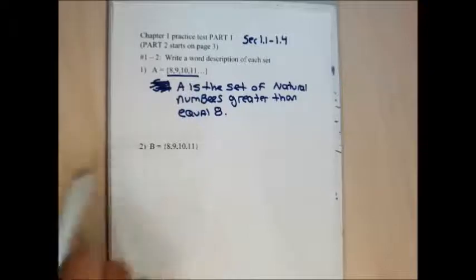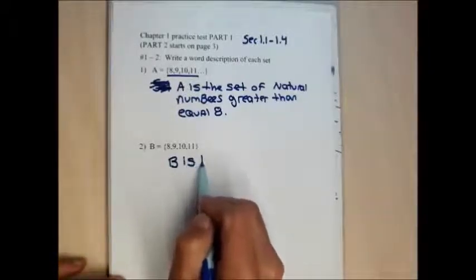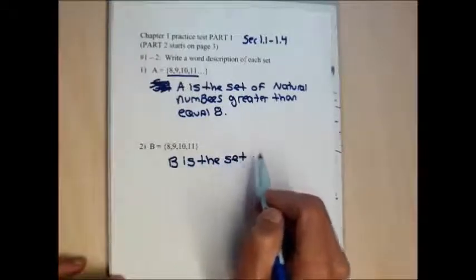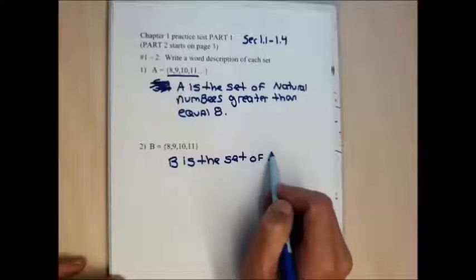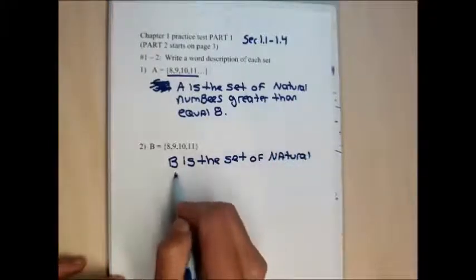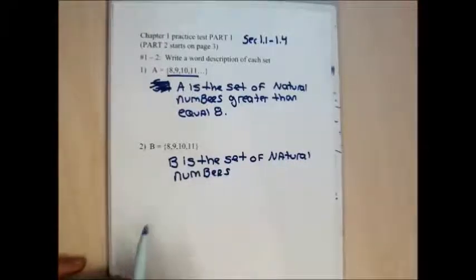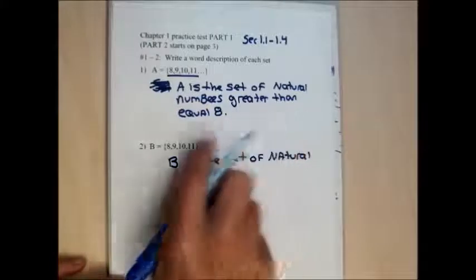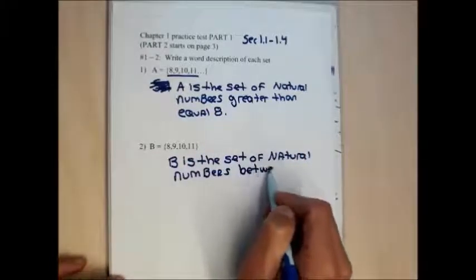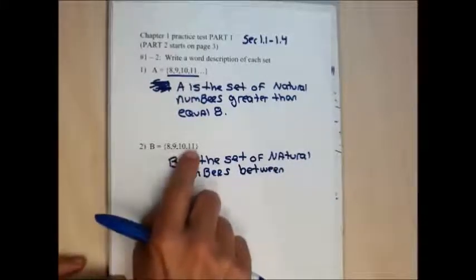When I do question 2, I might start off saying B is the set of natural numbers again, because the numbers 8, 9, 10, and 11 are natural numbers. And then, because there's a highest and a lowest number, I usually use the word between in my description. So instead of having a greater than or equal to, I'm going to say between. And the way I like to do the between problems is I like to state what the first and the last number are.